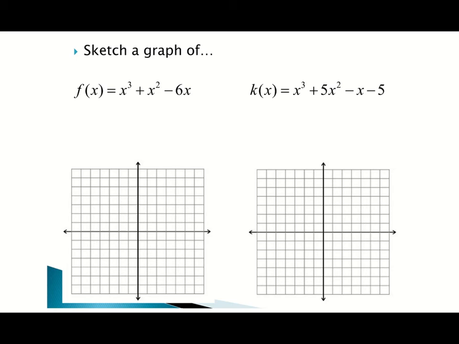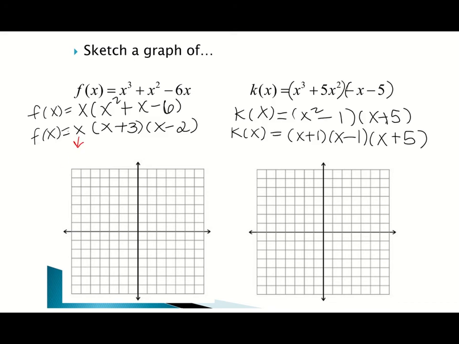So we can see that the first function factors out to x times x plus 3 times x minus 2, where the second one factors to x plus 1, x minus 1, x plus 5. So both of these are cubics. They both have 3 real zeros. So in this first one, we see that we have x equals 0. We have x equals -3. And we have x equals 2. So if I were to go ahead and plot these, I have 0, I have -3, and I have 2.